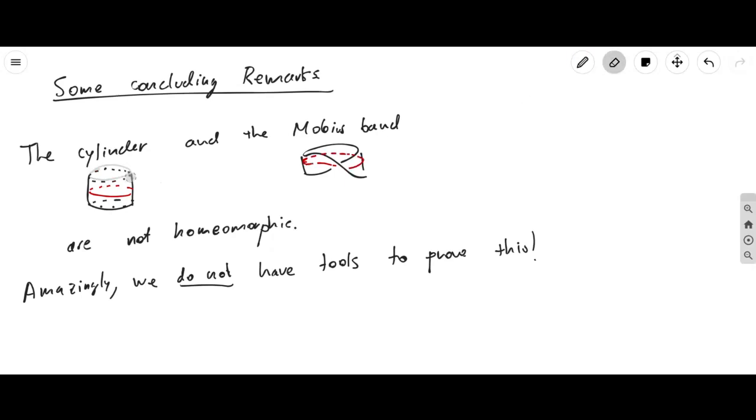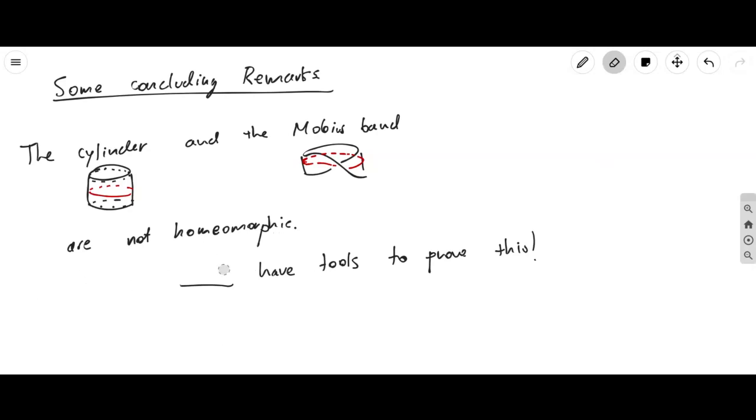So the cylinder and the Mobius band can both be homotoped to a circle, and so their fundamental groups are the fundamental group of the circle. And not just their fundamental groups: because they both homotope to a circle, their homology groups are identical. So if you try using any of the topological invariants that we've talked about, you will not be able to distinguish between these two spaces. But they're not homeomorphic. So how do you prove it?